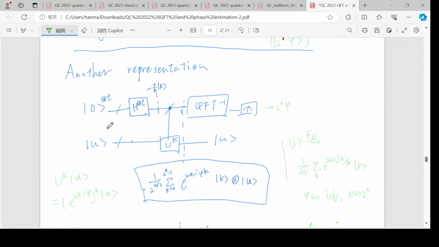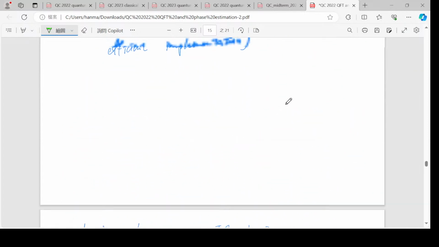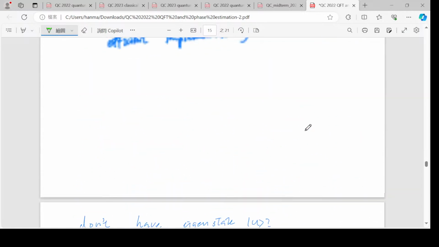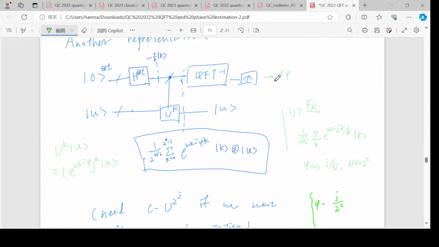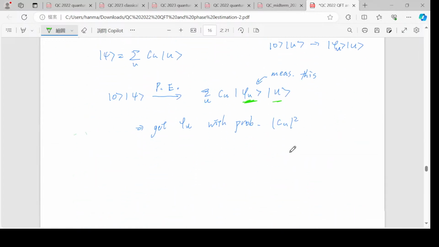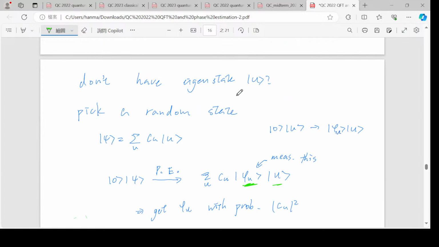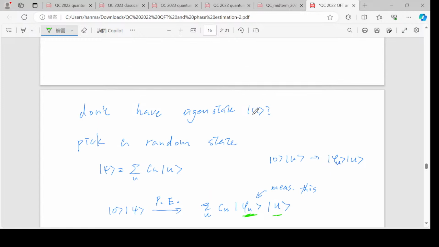Okay, so if you don't have an eigenstate, you can still just put whatever state here, and you can still get the phase estimation out, kind of ignoring the precision issue. So for now, assume every eigenvalue of this U is a binary fraction. The eigenstates are a complete basis for your whole space, so you can write your whatever state as a superposition of eigenstates.